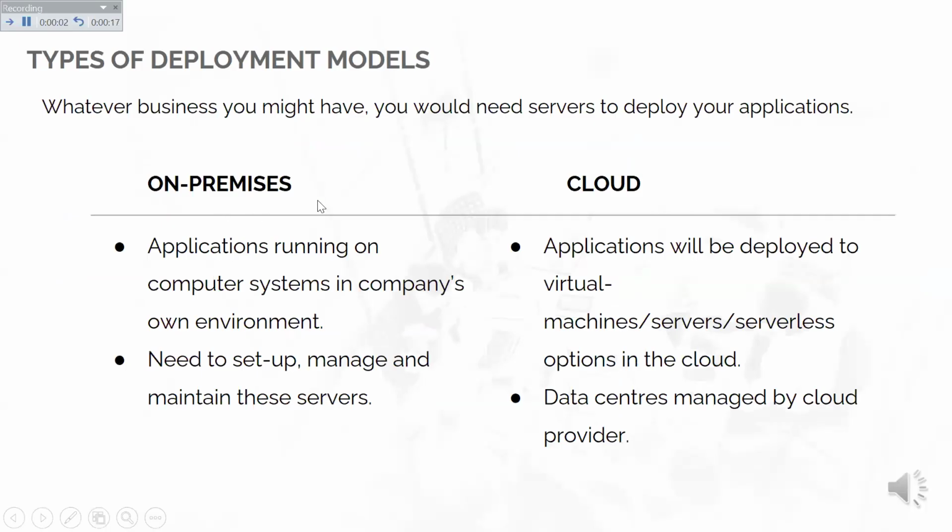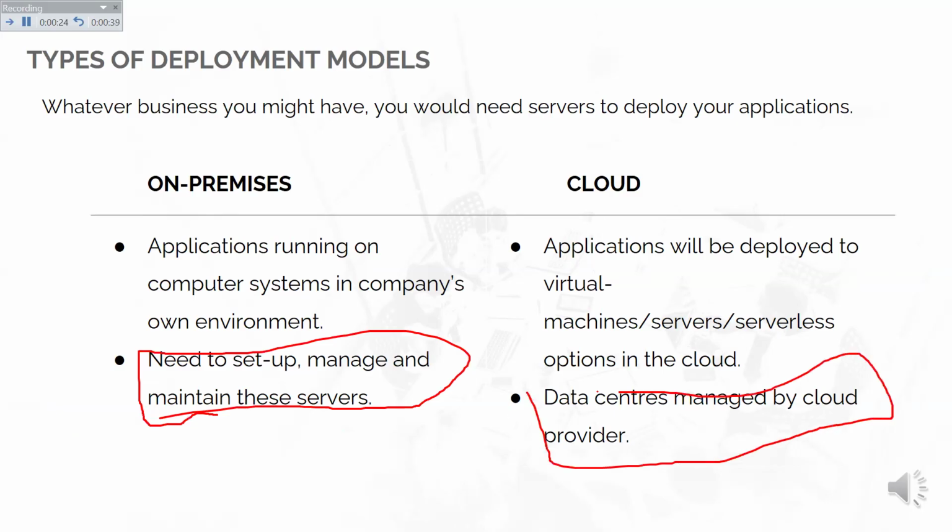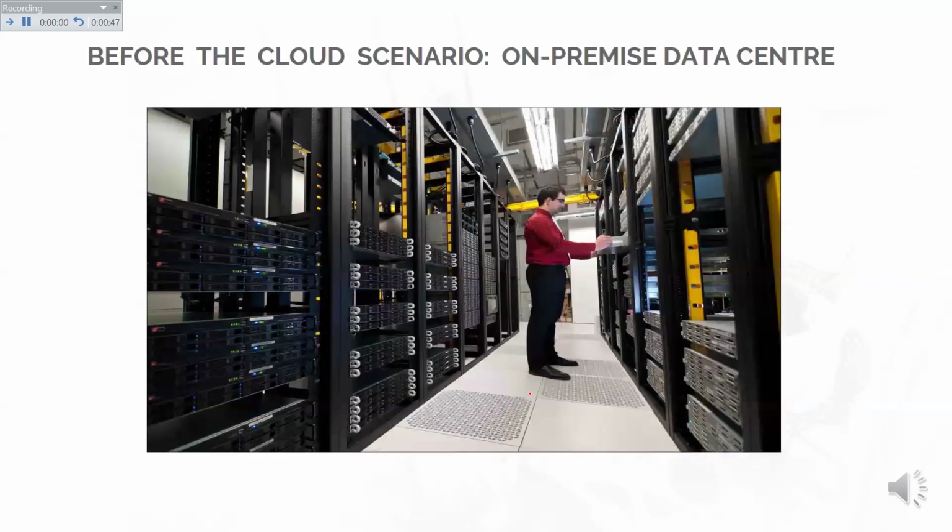What is the difference between on-premise and cloud? In the cloud, the application is deployed on virtual machines in data centers managed by the cloud provider, while in on-premise the application runs on a computer system where you need to set up, manage and maintain these servers, correct? There should be some team which will manage these physical servers. But here it is the cloud provider who will manage your web servers. Once your VM is stopped or terminated for some reason, the cloud will manage it automatically. Then you can see the data centers which were there before, where these hardware devices and physical machines were kept.